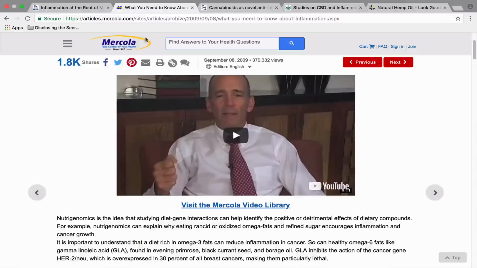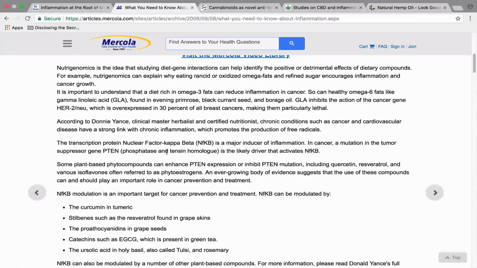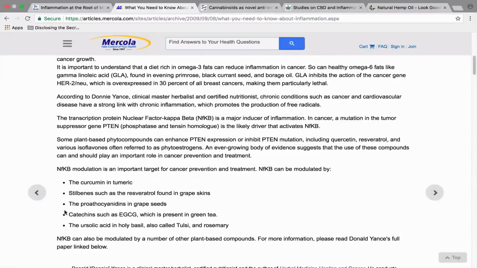Structural balance is actually crucial for good inflammatory response. This Mercola article here gets a little more technical, talking about transcription proteins, the nuclear factor kappa beta, proteins that are major inducers of inflammation. So like I said, you can check out Mercola for some more technical research on inflammation and some suggestions here on various supplements that you can use to combat inflammation.